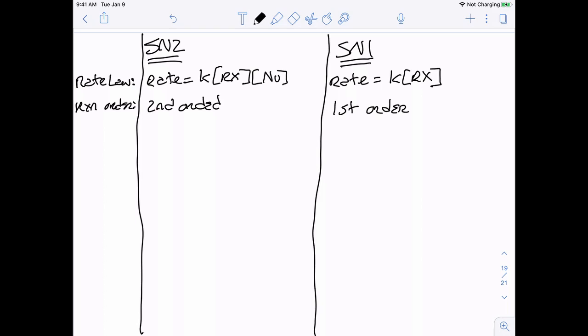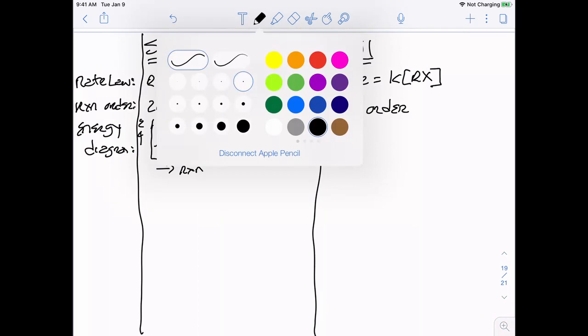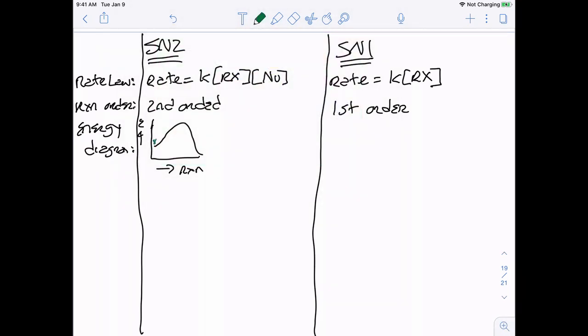Let's look at our energy diagram. Try to fit this in here kind of small. So SN2 is concerted, right? There's only one step in that energy diagram. Energy increasing, reaction. So reactants, my transition state, and my products. You can add activation energy and your overall energy change if you want.